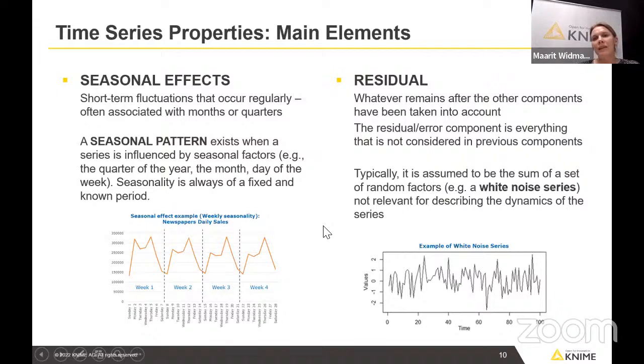Okay, and the last main element is the residual. And this is what is left from the time series if we extract the other main elements, so the trend, cycle, and seasonality. And often there might be something left, some kind of dynamics left in the residual term, so it's not completely random. And therefore we, for example, model the residual series with, for example, an ARIMA model.